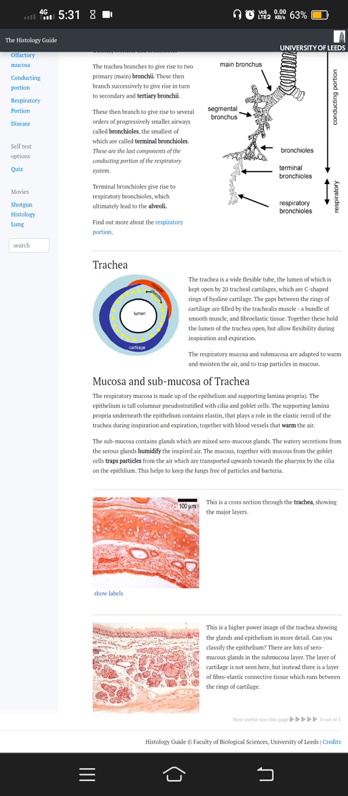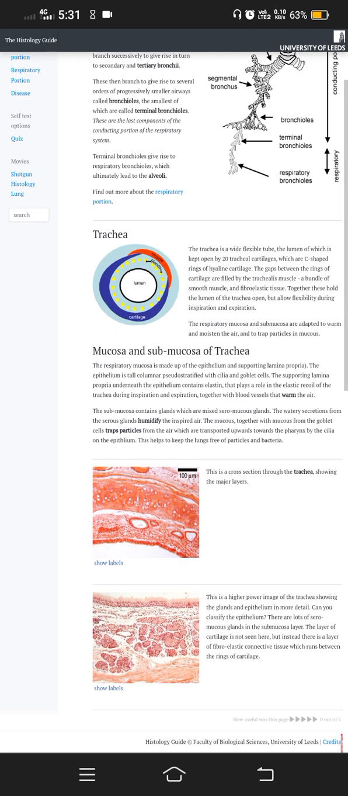Then the trachea. The trachea is a wide, flexible tube, the lumen of which is kept open by 20 tracheal cartilages, which are C-shaped rings of hyaline cartilage. The gaps between the rings of cartilage are filled by the trachealis muscle, a bundle of smooth muscle and fibroelastic tissue. Together, these hold the lumen of the trachea open but allow flexibility during inspiration and expiration. The respiratory mucosa and submucosa are adapted to warm and moisten the air and to trap particles in mucus.